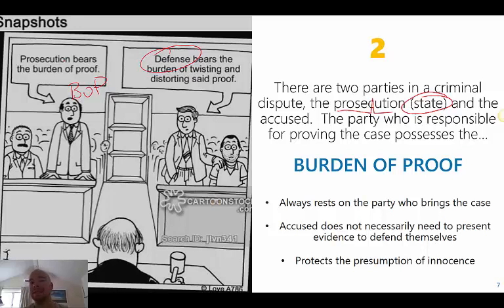Now, obviously, this probably doesn't paint you in the best light to the jury, and you might want to get up on the stand and give your side of the story. But ultimately, it is up to the prosecution to prove that you did something, not for you to prove that you didn't. And that is all because the prosecution bears the burden of proof. This protects the presumption of innocence, which we talk about in a couple of slides. So that is key concept number 2.